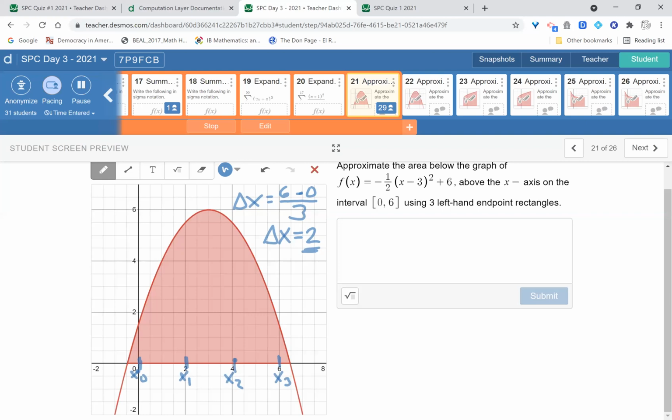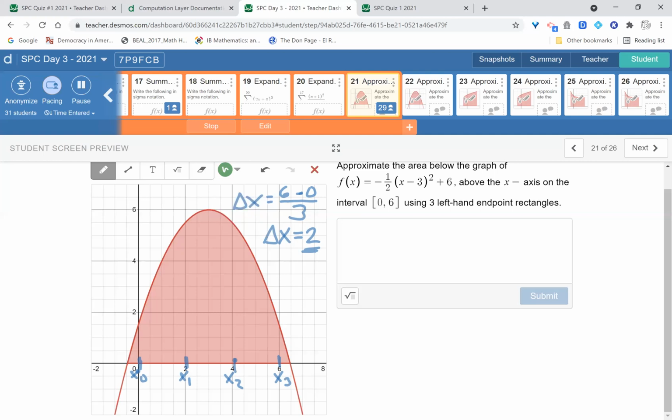Now it says to use left-hand endpoint rectangles. What the heck does that mean? I'll show you. I'm going to use a different color here so that we can distinguish what's going on. Let me use green.